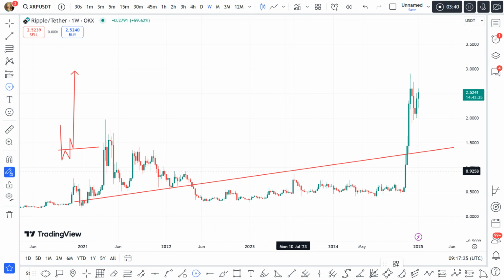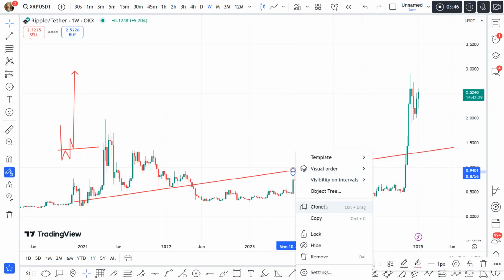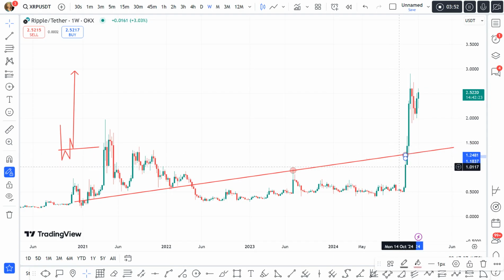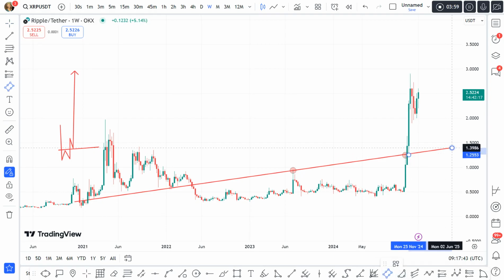So you see here a supply roof, and we return again here as a supply roof, and we broke the supply roof and returned it as a demand floor. So in the future, I expect price to return to this angle where you have a potential buy opportunity. I will leave it as a green bar.